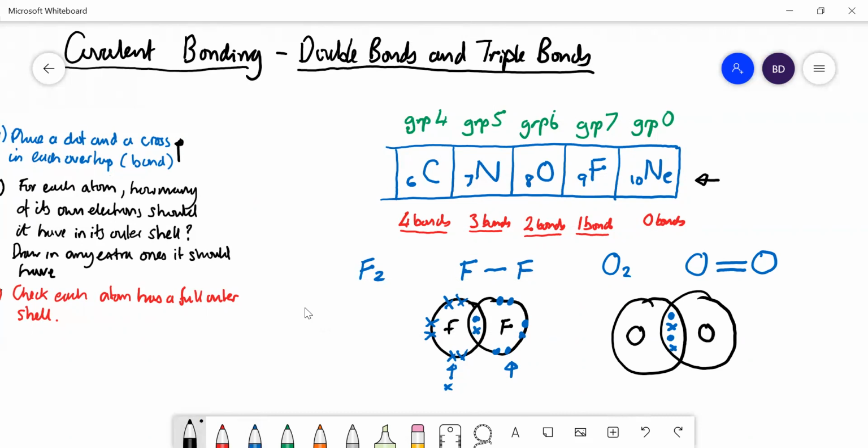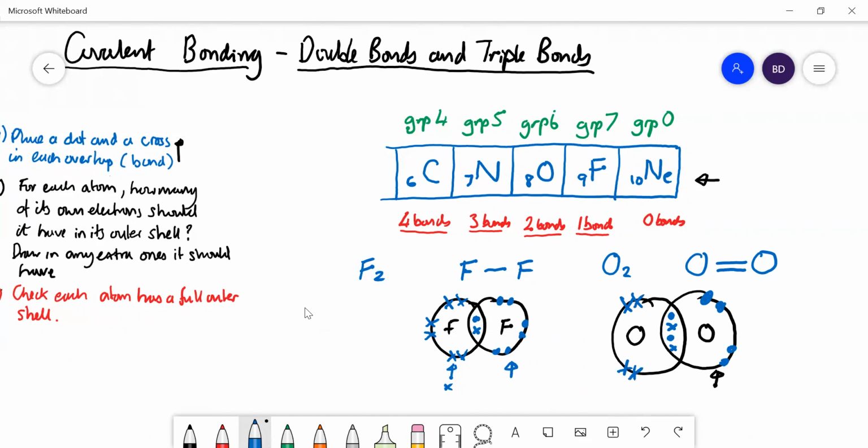So there. Now we have to think oxygen is in group 6. So this oxygen, I have drawn 2 dots, so I need to draw 4 more: 1, 2, 3, 4. And this oxygen, the same as it's in group 6, I've only drawn 2 crosses, so I need to draw 4 more crosses.